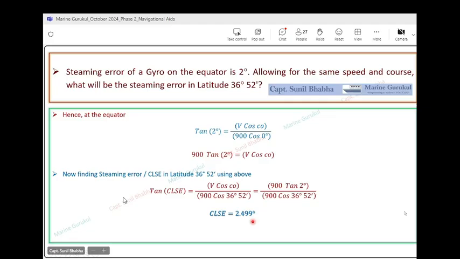In fact, practically on board, whenever we are calculating the compass error or steaming error manually, we can use this formula very much because it gives us the required accuracy. We only need an accuracy of one place after the decimal. So that much accuracy is very much obtained by using this reduced formula.